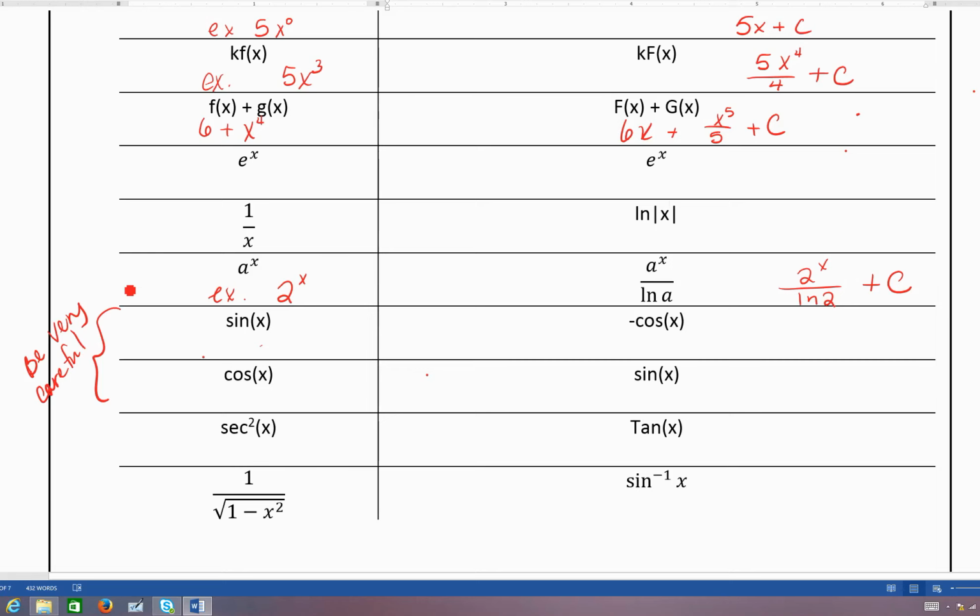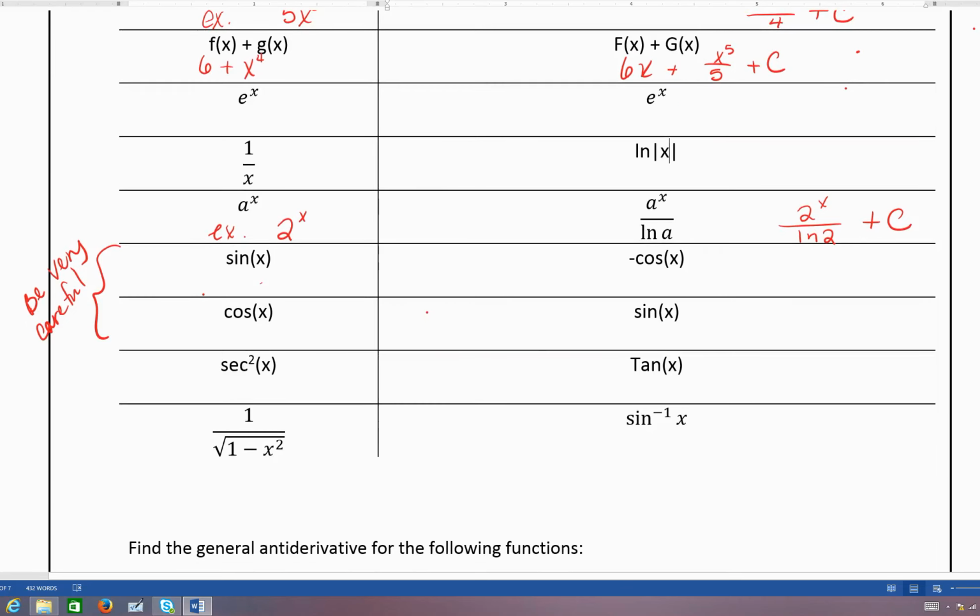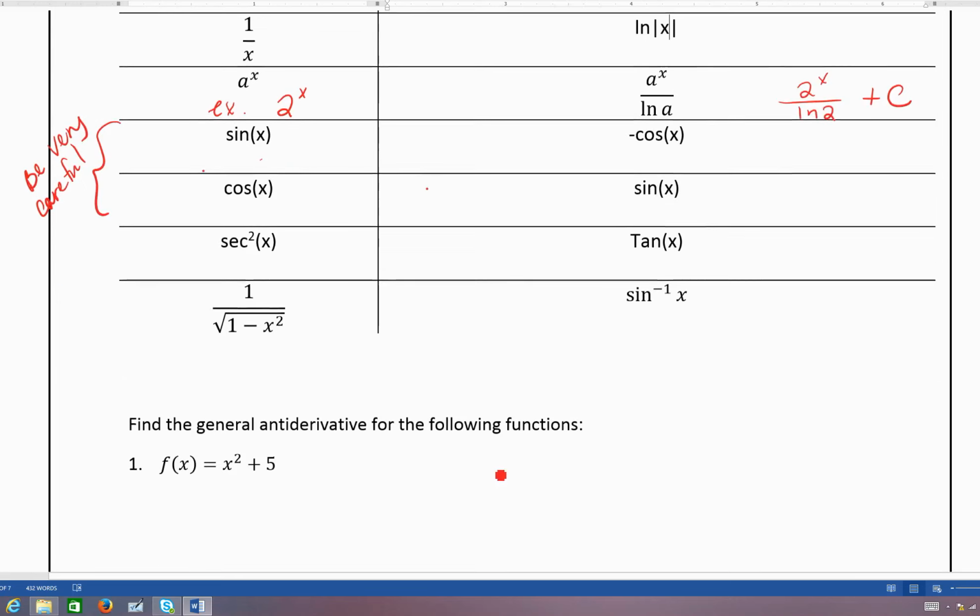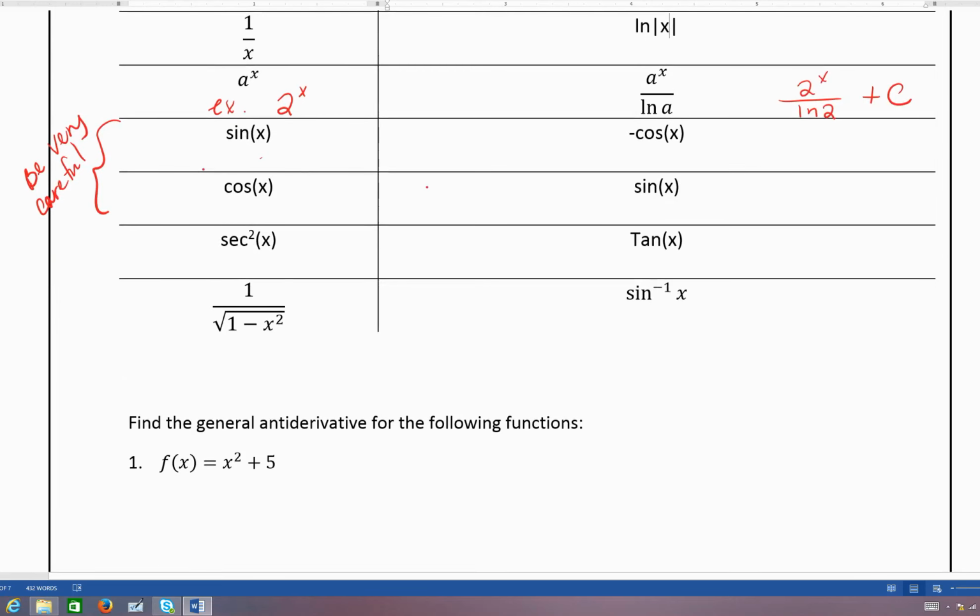Okay, and the antiderivative of secant squared is tangent, because if you take the derivative of tangent, it's secant squared. We'll have more of these later. This one seems really odd to put on this list, but the antiderivative of 1 over the square root of 1 minus x squared is sine inverse of x, because the derivative of sine inverse of x was 1 over the square root of 1 minus x squared. One that we also see come up a lot: if you have 1 over 1 plus x squared, the antiderivative is tangent inverse of x.